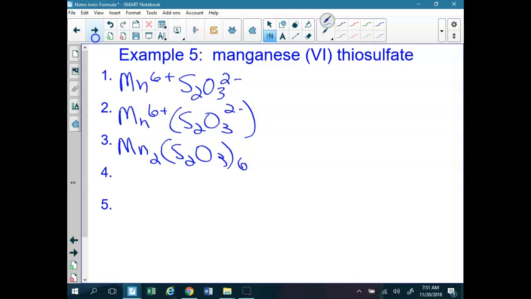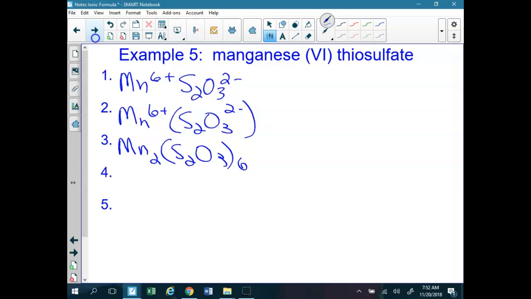So the 6 gets traded down after the parentheses, because it always goes outside when you crisscross those parentheses. And the 2 comes down, yes? I took this 2 and traded it back to Mn, and the 6 traded with S2O3, so they trade numbers. Swap the numbers, write them as subscripts, but do not bring the plus or minus. Does that make sense?